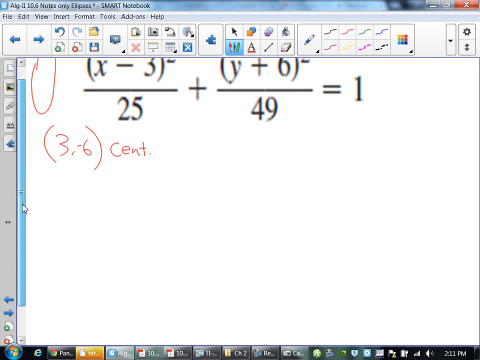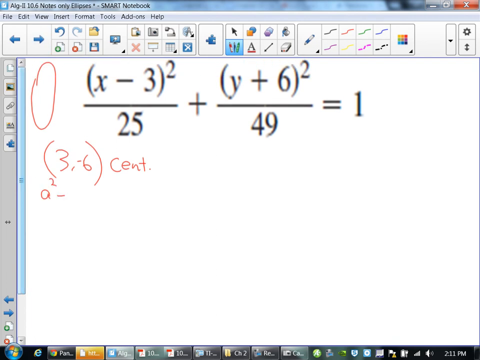Now I know that my a squared is 49. My b squared is 25. So what's a? 7, or negative 6. b is plus or minus 5. Then our c squared, remember it's the same way we did yesterday. It'll be 49 minus the 25, a squared minus the b squared.